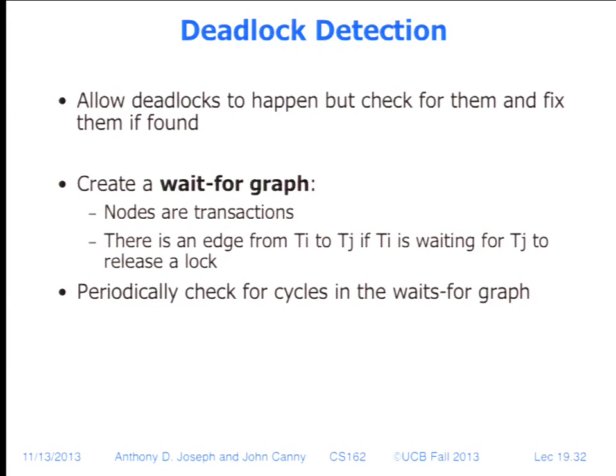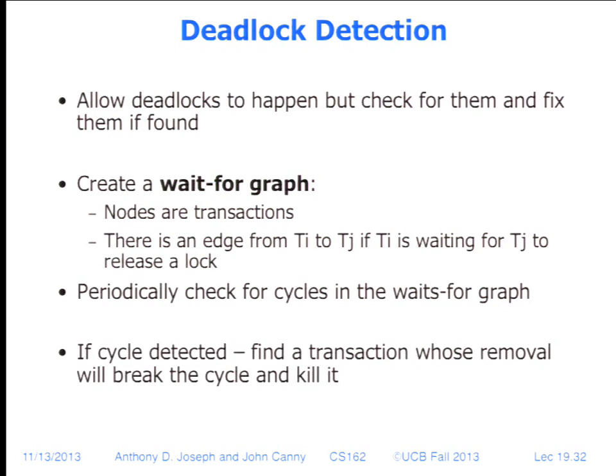Here the nodes are transactions, and you add edges explicitly from one transaction to another if the first transaction is waiting for the other one. So this is more or less tautologically discovering deadlock. If you have a cycle, then you break the cycle by removing one of the transactions, basically aborting it. It allows the others to continue, but it breaks the cycle.